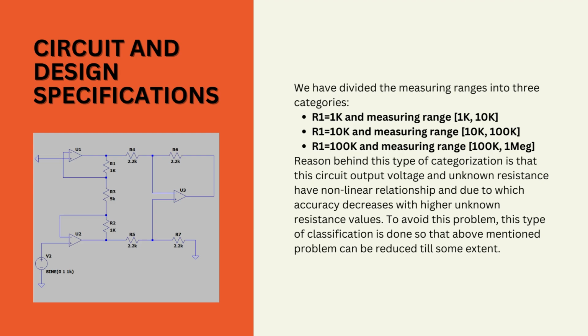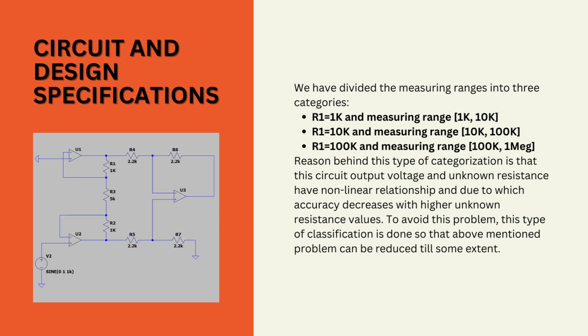We can use the circuit, but we are trying not to use it for values less than 1 kilo ohm. If the output voltage is less than 1.2 volts, we can say the unknown load resistance is greater than 10 kilo ohm. Then we have to change R1 to 10 kilo ohm and measure again. If again it is less than 1.2 volts amplitude, then the unknown resistance is greater than 100 kilo ohm, and we have to change R1 to 100 kilo ohm and measure again.